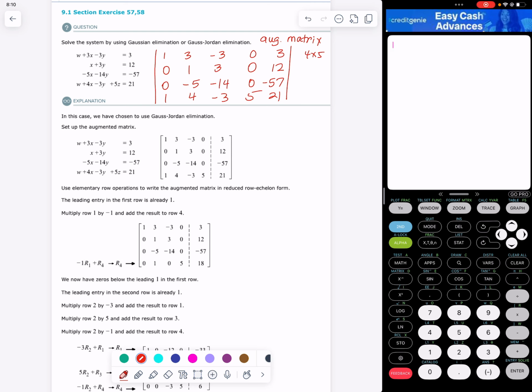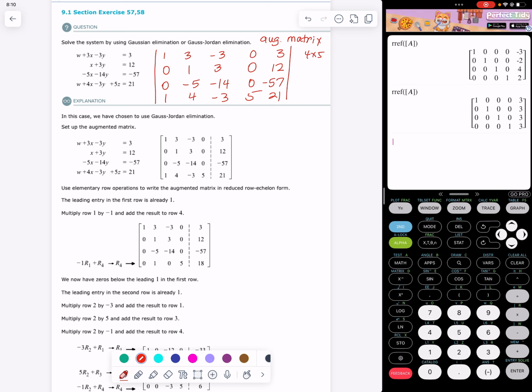2nd, quit. Now, I want to show you a little something. If you arrow up, do you see that I can reuse? I didn't have to retype RREF. I want the reduced row echelon form of matrix A with my new matrix A that I just entered. Again, are we in reduced row echelon form? The answer is yes. We have zeros in a triangle above and below our diagonal of 1.